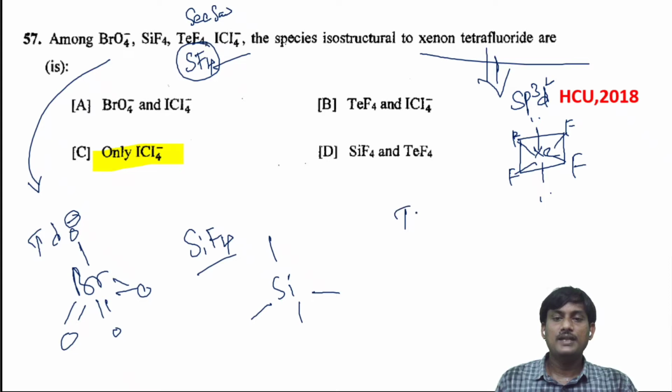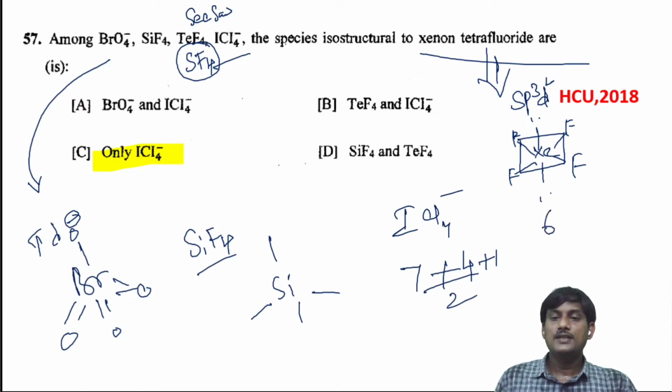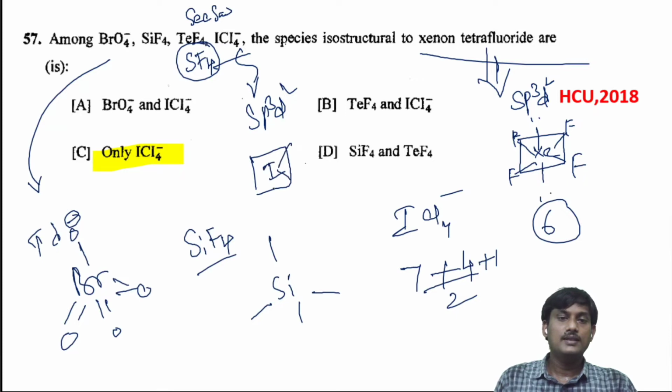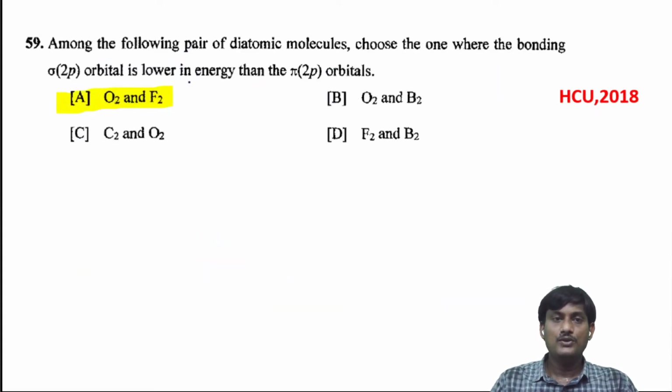And ICl4 minus. What is the hybridization? The central atom has 7 valency, plus 4 monovalent, plus 1 for the negative charge, divided by 2. It will be 6, which means the hybridization of ICl4 minus is sp3d2. It is similar to XeF4, and you have this structure like this. Here I, Cl, Cl, and you have two lone pairs of electrons. So the correct option is ICl4 minus.